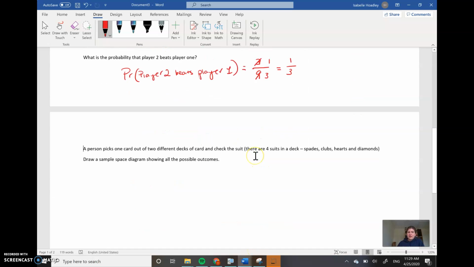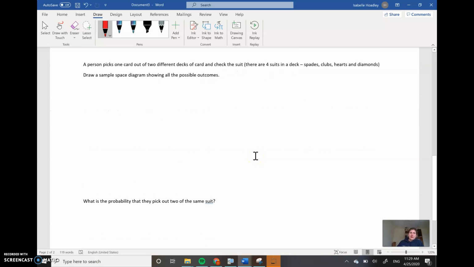Alrighty, second example. A person picks out one card out of 2 different decks. So they've got 2 decks of cards, and they've picked out 1 card from each deck, so a total of 2 cards altogether. In case you don't know, there are 4 suits in a deck: spades, clubs, hearts, and diamonds. So what we're going to do is draw a sample space diagram showing all the possible outcomes.